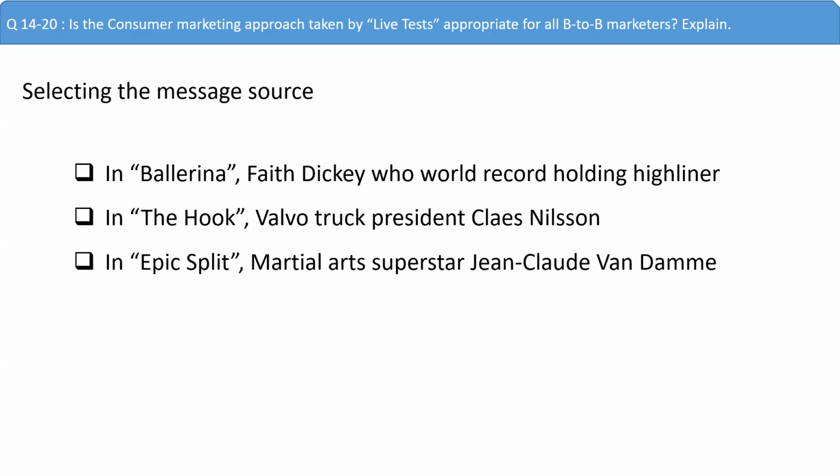This is the last stage of developing the integrated marketing communication, the message source. In the Ballerina, they use another celebrity, a popular person they chose for the video. The Fake Dicky is a world record holding highliner. In the Hook video, it is the Volvo Trucks president, Claes Nilsson. Then in the Epic Split, the video features martial arts superstar Van Damme, whom they chose as the message source.